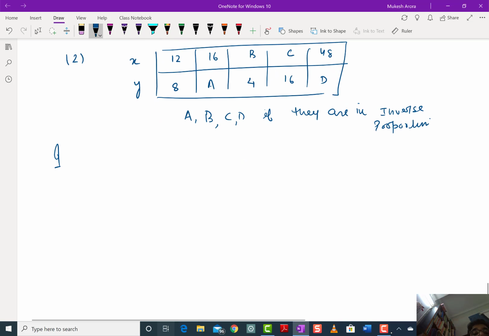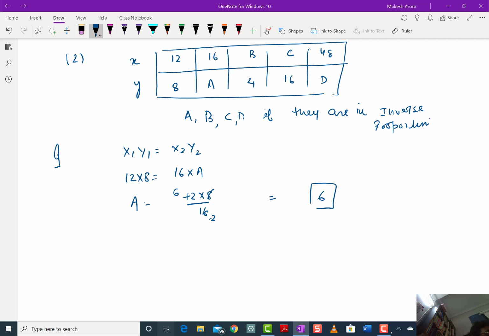When they are in inverse proportion, that means x1 into y1 is equal to x2 into y2. 12 into 8 is equal to 16 into a. So a will be 12 into 8 by 16, so a will be 6. Then second, 16 into 6 is equal to b into 4. So b is equal to 16 into 6 by 4, that is 24.